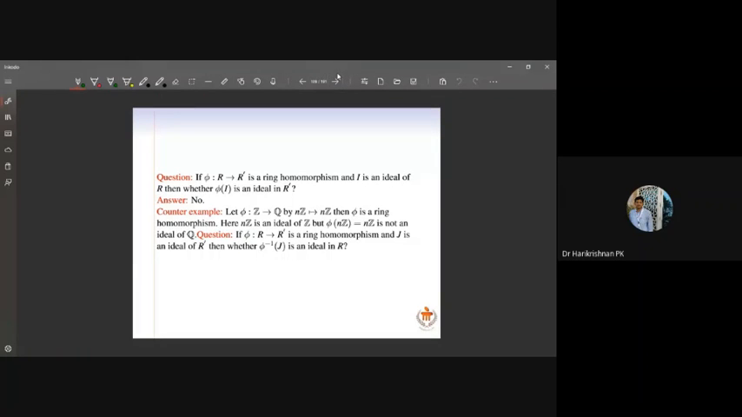The next question is, if you have a ring homomorphism phi from R to R dash and J is an ideal of R dash, can you tell that phi inverse of J is an ideal in R? The answer is yes. It is a very simple verification, and I am leaving it to students. If phi is a ring homomorphism from R to R dash and J is an ideal of R dash, then phi inverse of J is an ideal of R.